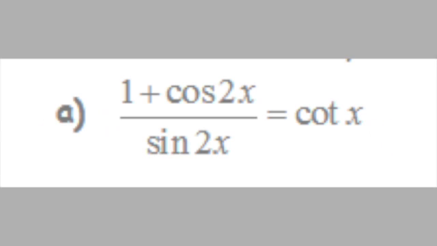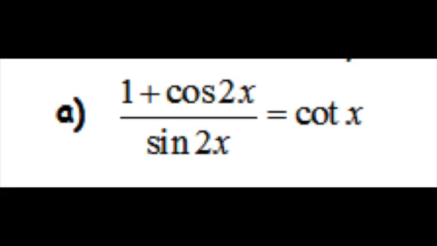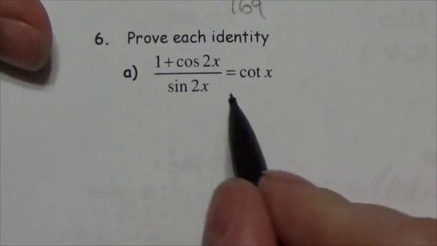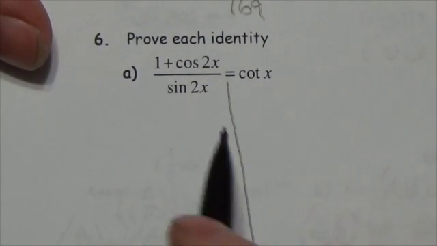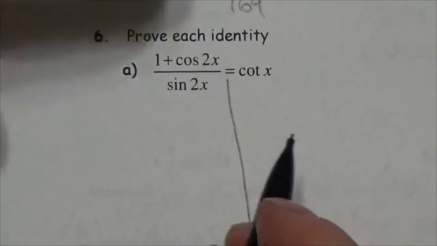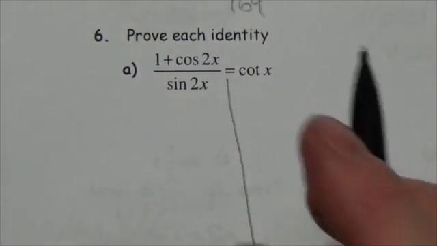Prove each of the following identities. 1 plus the cosine of 2x divided by the sine of 2x is equal to the cotangent of x. Okay, so remember, to prove these identities, what we're going to do is some work on both the left-hand side and the right-hand side, and show that they're equivalent to each other.